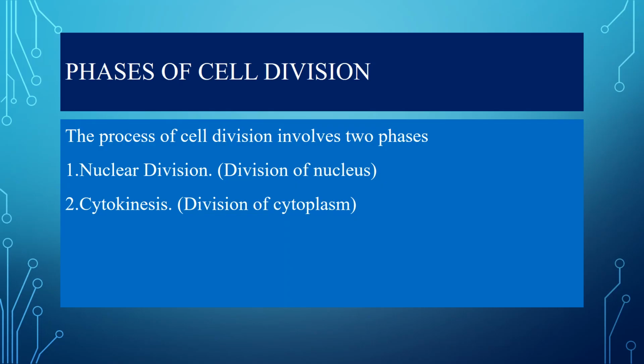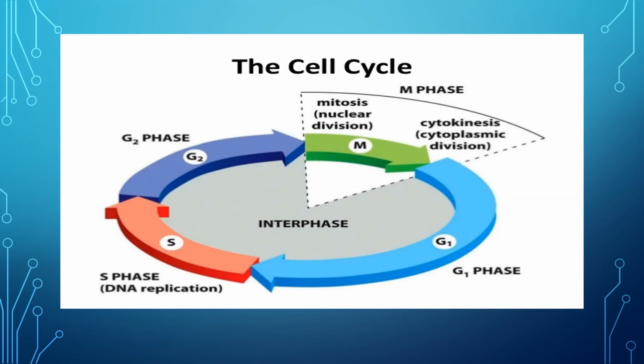Phases of cell division. The process of cell division involves two phases. One is the nuclear division. Nuclear division means the nucleus will divide. The second is the cytokinesis. Cytokinesis means the division of the cytoplasm. So after the interphase, what will happen when the cell divides? Two things happen. First, the nucleus will divide, and then the cytoplasm will divide.